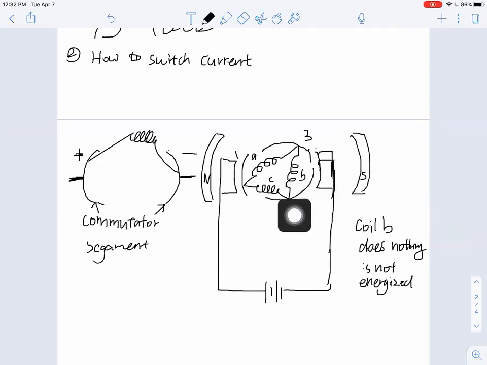And now let's look at the other two coils. At this moment, coil A, one end of the coil A is connected with this commutator segment 1, and that is connected with the brush on the left-hand side. Another end of coil A is connected with 3, which is connected with the brush on the right-hand side. And so at this moment, coil A is energized. Same with coil C. As you can see, one end is connected to 2, another end is connected to 1. They're at 2 different brushes. So at this moment, both coil A and C are energized.